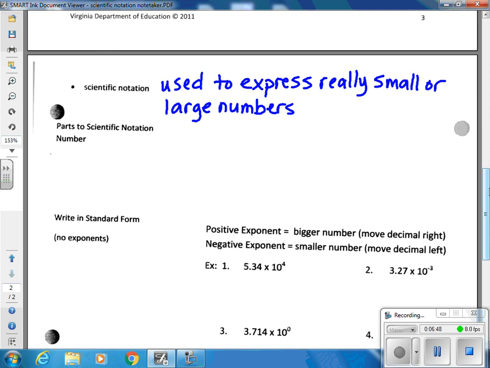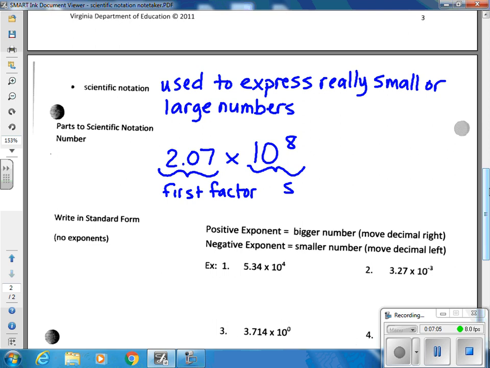In terms of the parts to the number, this is a recap of what was on the front. If I give you 2.07 times 10 to the 8th power, this 2.07 is known as your first factor. Remember, we had rules around that. And then the 10 to the 8th power is known as your second factor. Those are the official names that go with it.